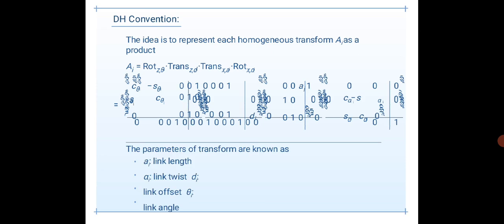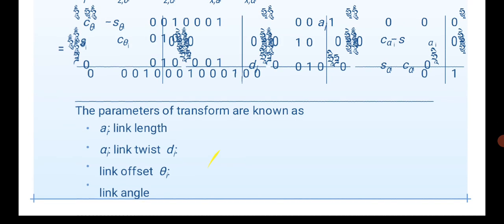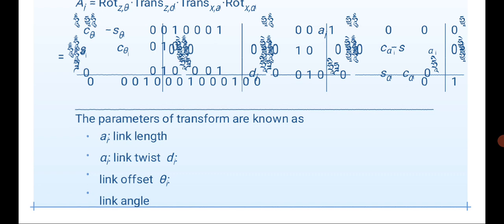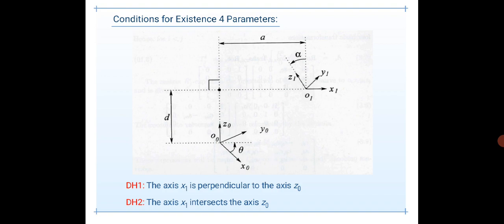Here the parameters of this transform are defined as link length, denoted as ai, link twist, denoted as alpha i, link offset, denoted as d, and link angle, which is theta. So ai is the link length, alpha i is the link twist, di is the link offset, and theta is the link angle. And what are the conditions for the existence of these four parameters?